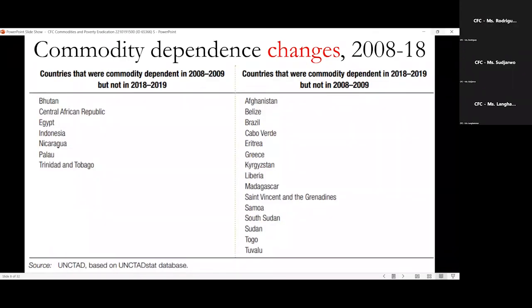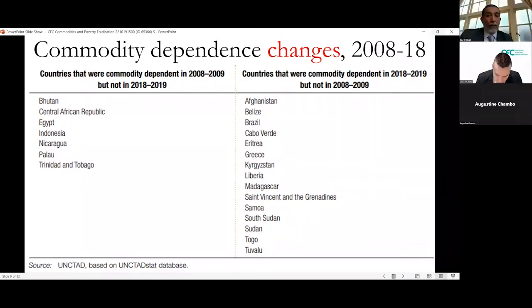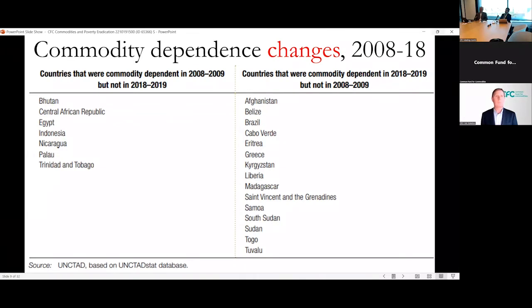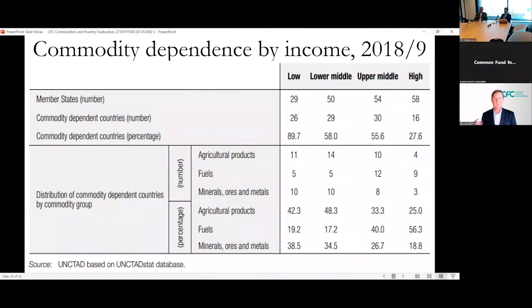Now, this table from UNCTAD gives you an idea of the changes which have taken place over the last decade, from the end of the first decade of the 21st century to the end of the second decade of the 21st century. Some countries have become more commodity dependent, or at least are equally commodity dependent, while others have become less so. Next, please. Here we see the relationship between the average income of the countries which are involved in commodity production and their relative dependency on commodities. Next, please.